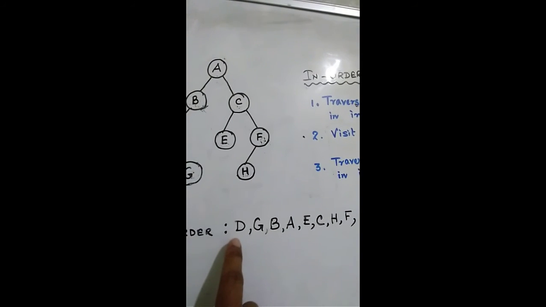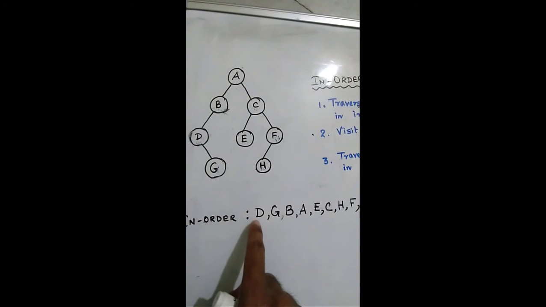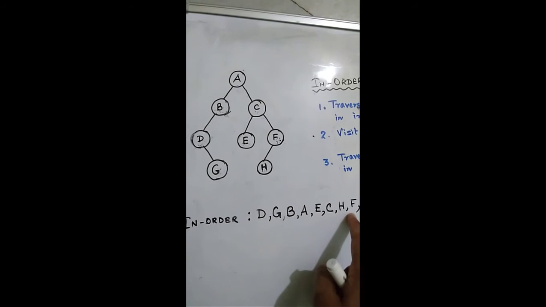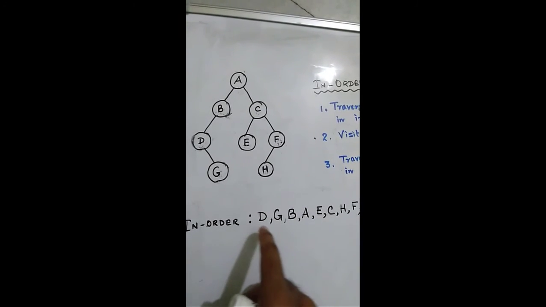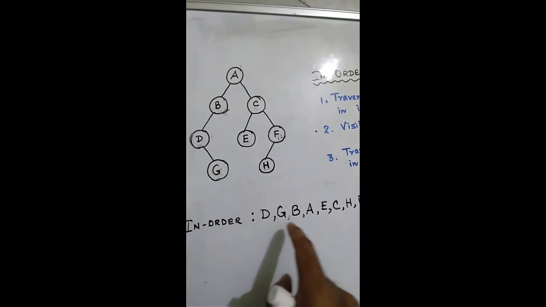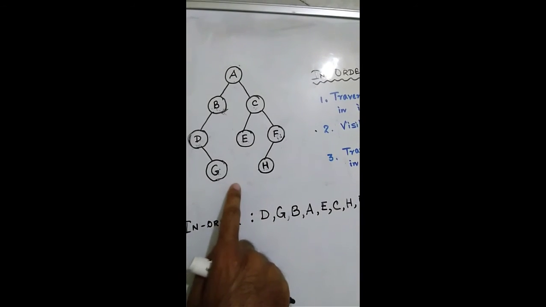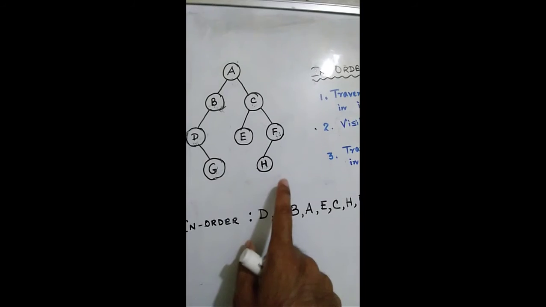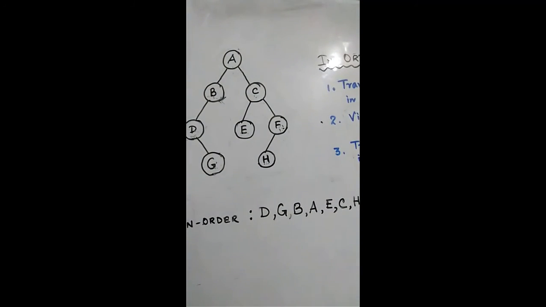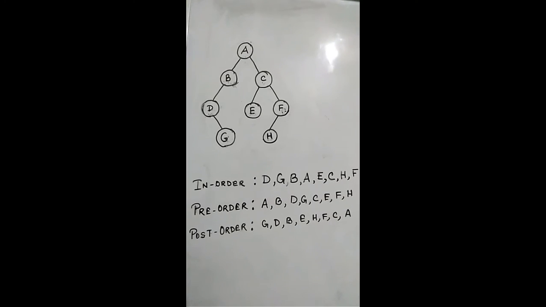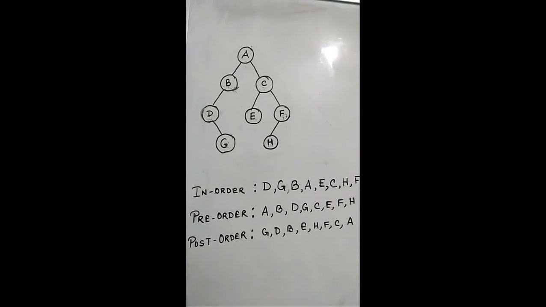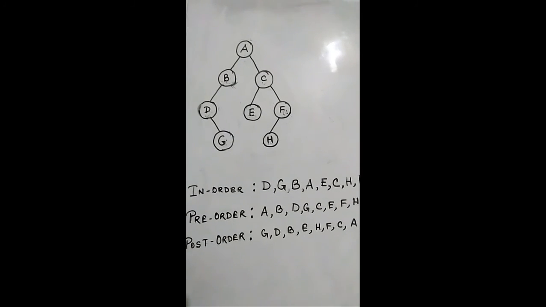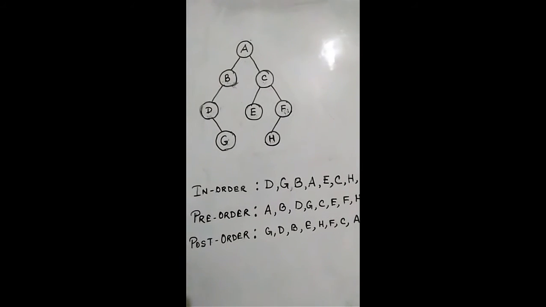After this, we can see that we have traversed and visited all the nodes of the tree. So this is the in-order traversal of the given binary tree: first we visit the left subtree, then root, then the right subtree. Now we have done all three types of traversal: pre-order, in-order and post-order of a binary tree.